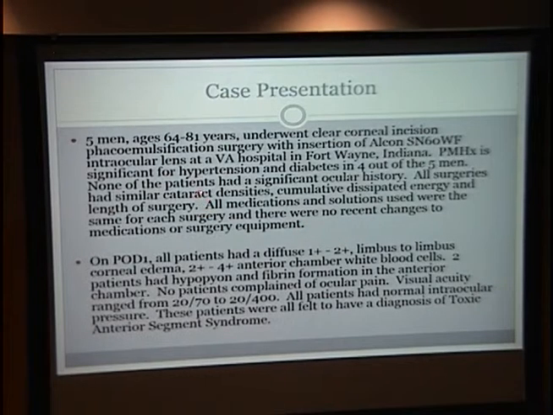So we have a case report from the VA hospital in Indiana, in which five men, ages 64 through 81 years, underwent a clear corneal incision, phacoemulsification surgery with insertion of an Alcon SN60WF lens. There was significant past medical history in four out of the five men for hypertension and diabetes. However, none of them had any significant ocular history.